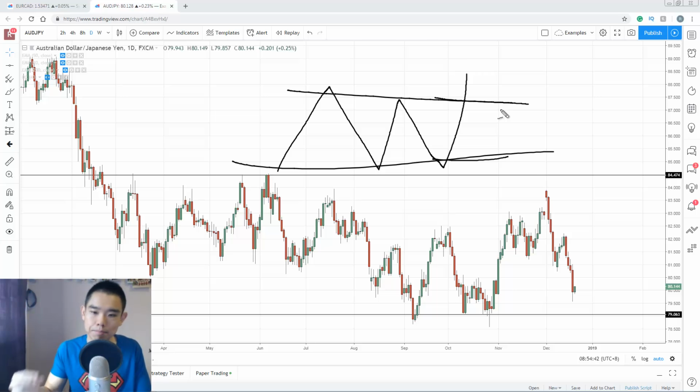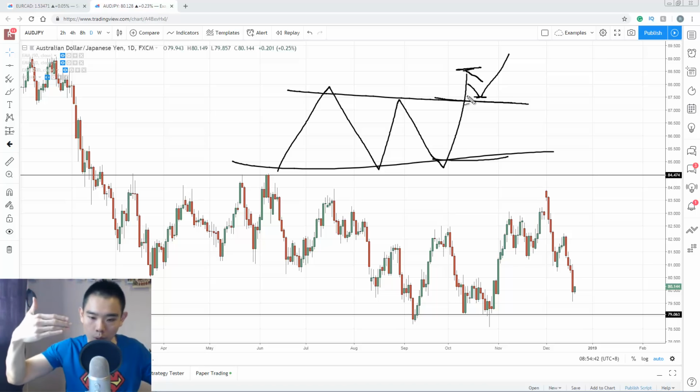So the first pullback is simply literally the first pullback out of a range. So in this case, you look for something like a flag pattern, a bull flag. Then it breaks above these highs, and you can look to get long. Again, the beauty of this is that when you wait for the first pullback, you can reference this swing low as your stop loss.